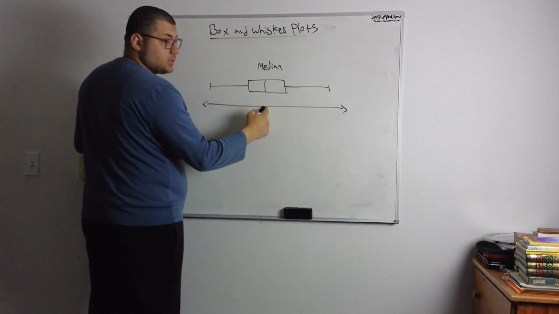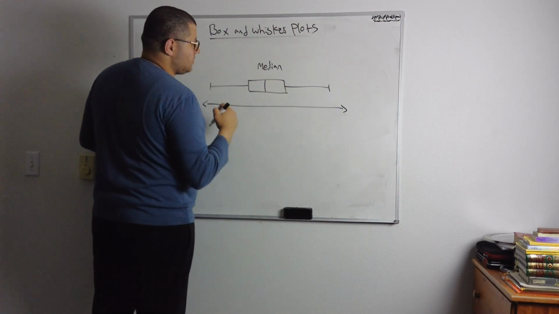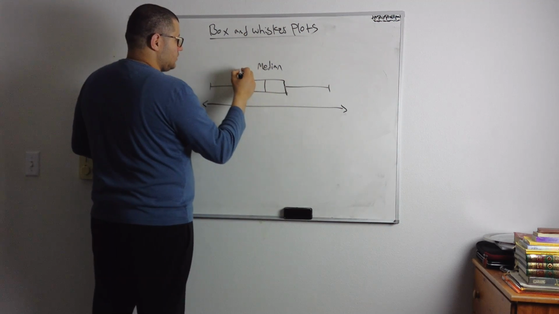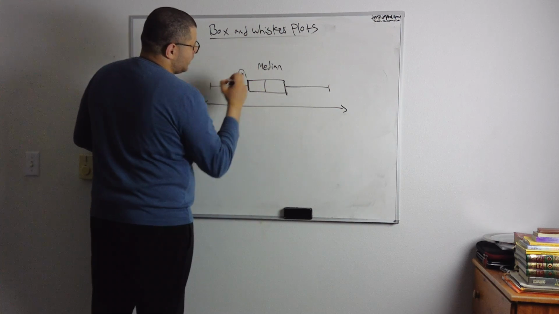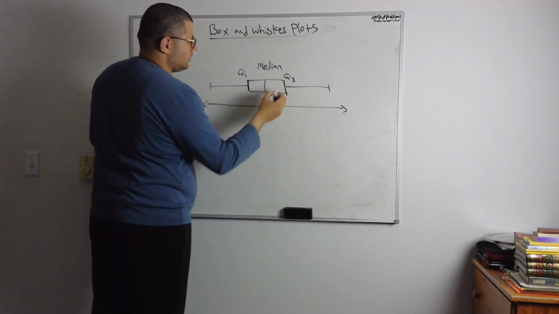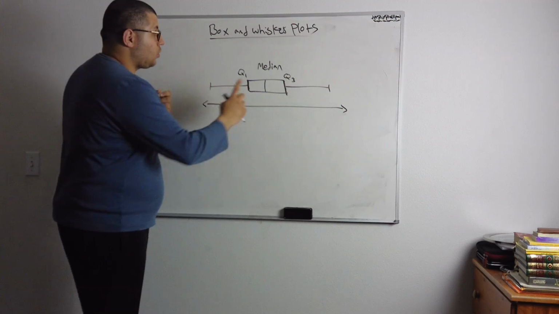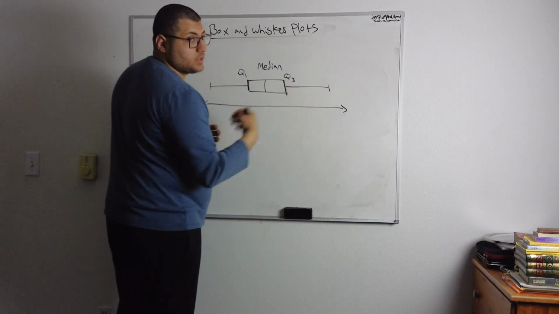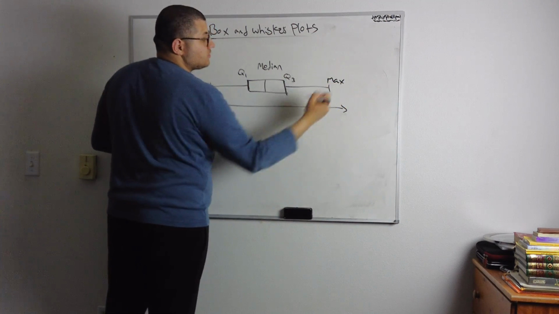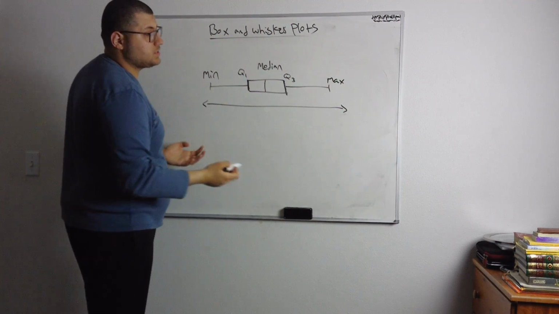So whatever number is on the number line at that line, that number is going to be the median. On the left of the box, it's called quartile 1, and on the right, it's called quartile 3. Quartile 1 represents the median of the left side of the data. Quartile 3 represents the median of the right side of the data. Here at the end represents the maximum number, the greatest number of the data, and here represents the minimum, the least number of the data.